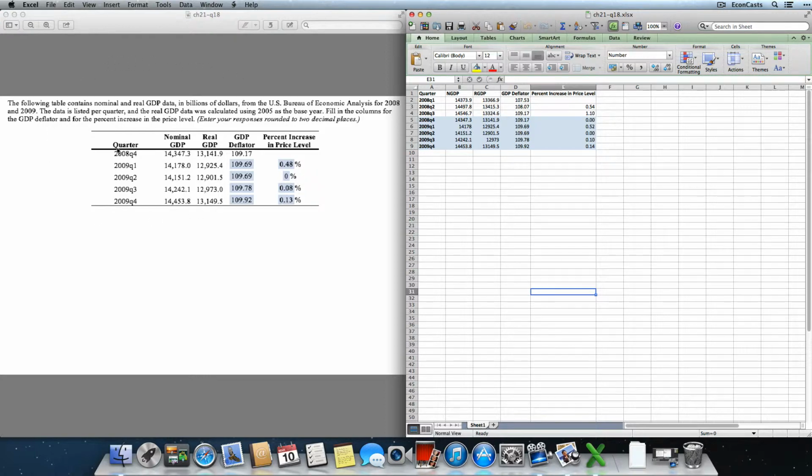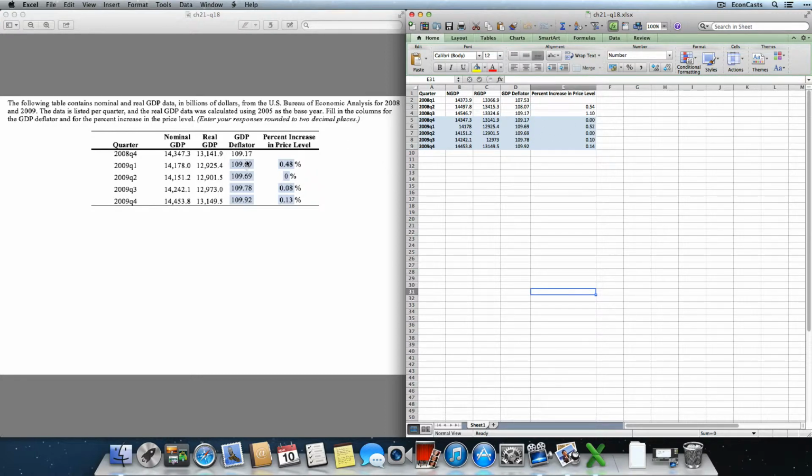But I grabbed this screenshot from my econ lab. And in my econ lab, they only ask you to fill out this information for 5 quarters. So they only give you 5 quarters and expect you to fill out 4. So I've highlighted those particular quarters in my Excel spreadsheet.